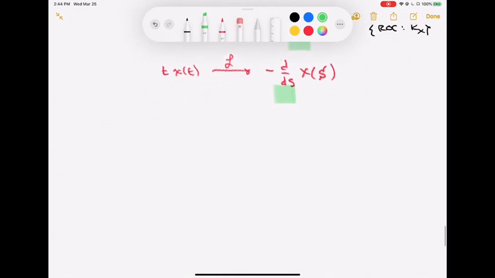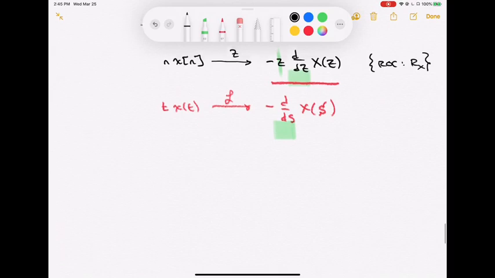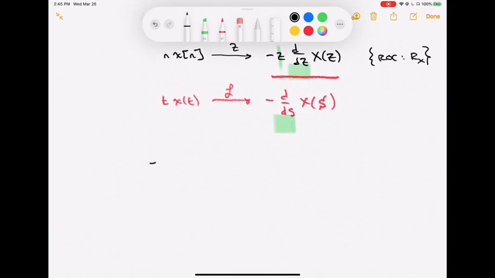So very, very similar. Let's go ahead and make sure that this property that we've written down is true. In this particular case, I think it's easier to work with the right-hand side, the minus z d/dz of X of z, to try to show that this is indeed a correct property. So let's start with that right-hand side. I'm going to write out minus z, and I have my d/dz of X of z.